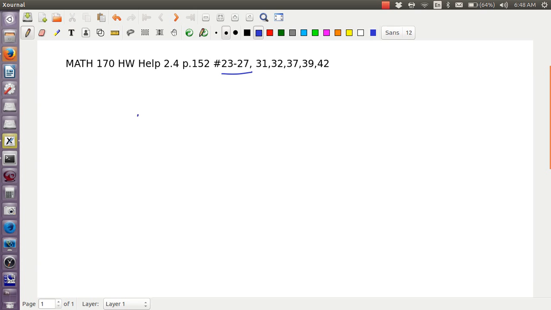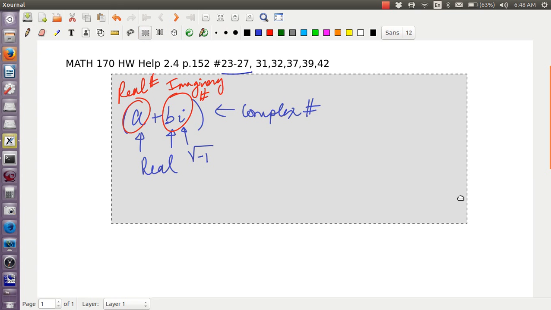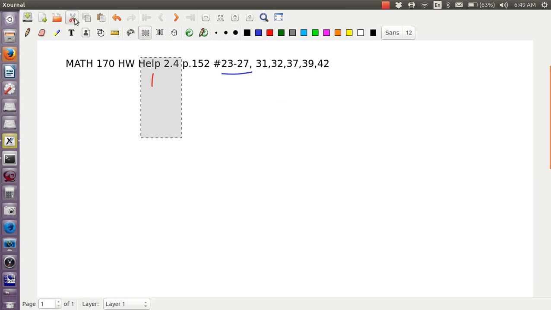And the basic premise is if you have a plus bi, where a and b are both real numbers, as you know off the number line, and i is the square root of -1, then this whole thing is called a complex number. So this component is called the real part, and this part is called the imaginary part. Okay?